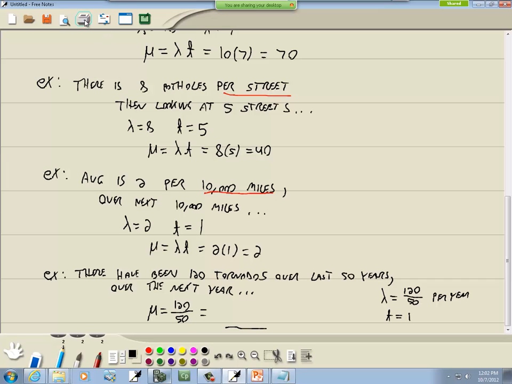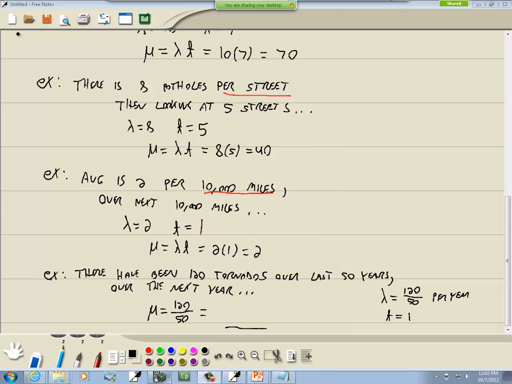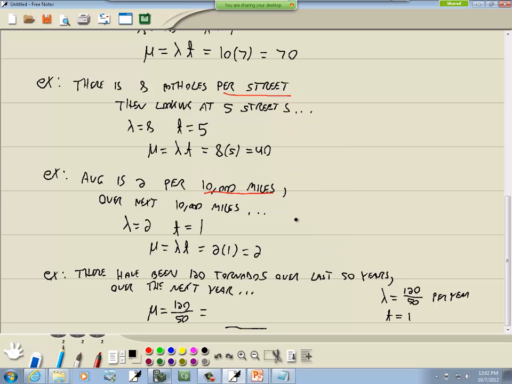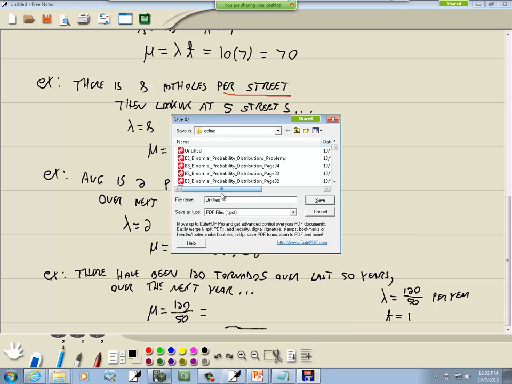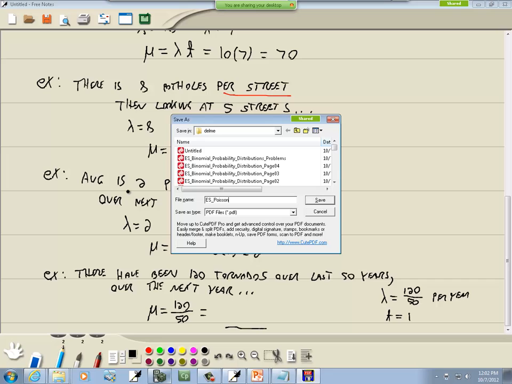And let me save this page. Other than that, if you understood the binomial distribution, this one's a piece of cake. What did I just do? Try it again. Untitled. I guess that's one I just did. ES, Poisson Distribution.